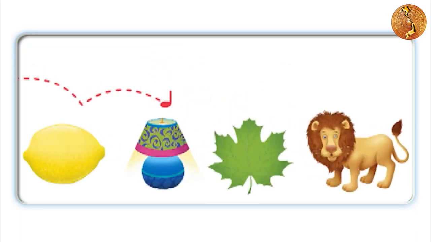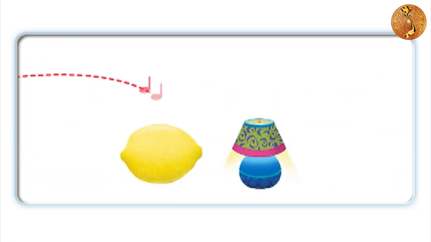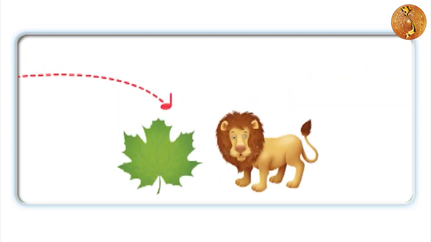Lemon, lamp, leaf, lion. This is my lemon. This is my lamp. This is my leaf. This is my lion.